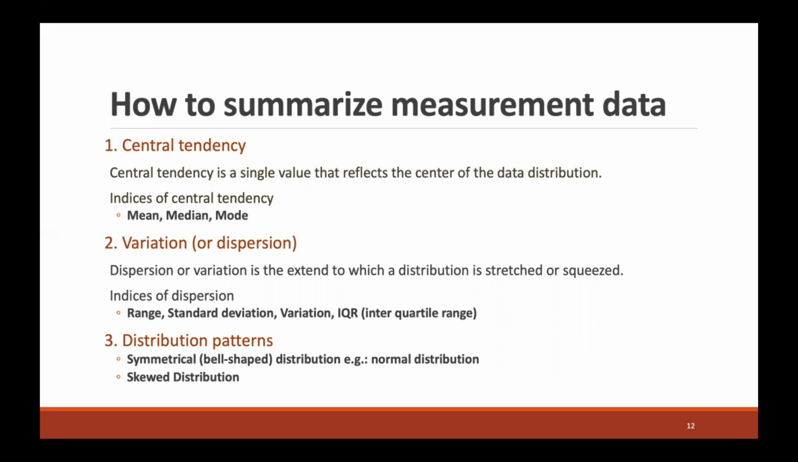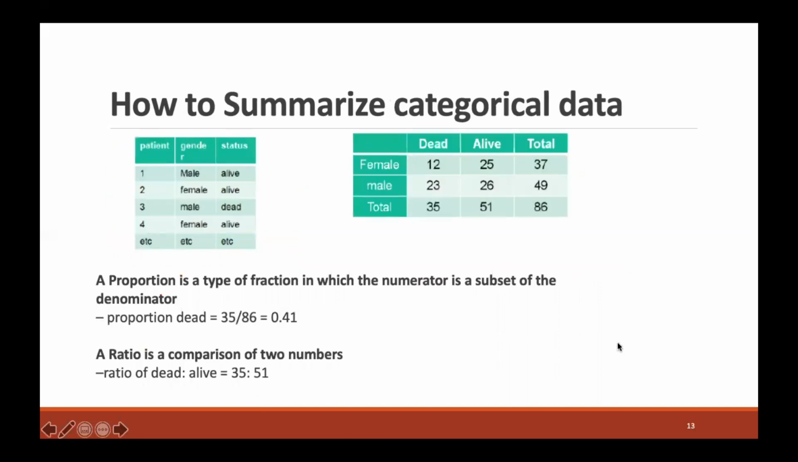And the third one is distribution patterns. We need to check the distribution of the variables because in later stages, when we do the statistical inference, we need to make sure whether our data is normally distributed or not. So we can have a bell-shaped normal distribution or skewed distributions. Then how to summarize the categorical data? Most of the time, the categorical data are summarized using proportions or ratios.